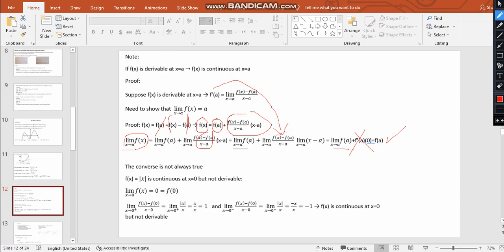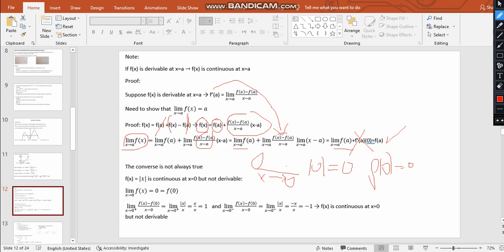But the converse is not true. Why? Because here f of x equals absolute value of x is continuous. Why? Because if you take the limit as x tends to 0, for example at 0 left or 0 right, f of x is the absolute value of 0, which is 0. I don't have any trouble. And f of 0 is also 0. So it's continuous. But is it derivable? No.